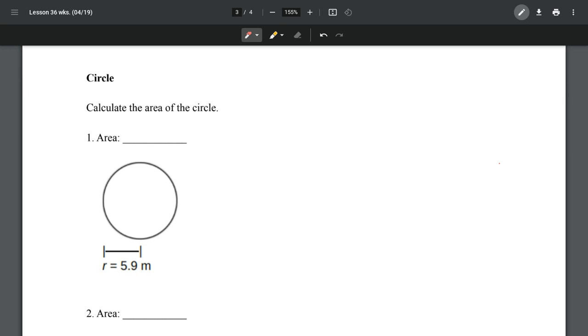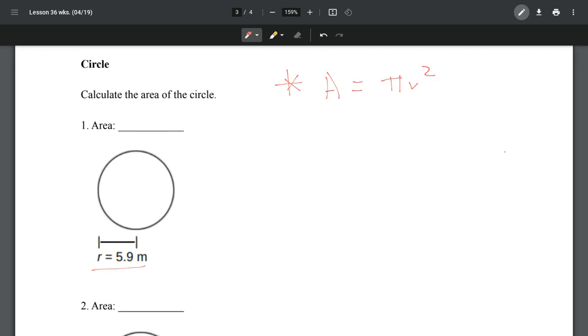So, again, hopefully from last week you guys remember the formula: area of a circle equals pi r squared, right? And r is, again, the radius. And so for number one, we're given the radius of 5.9 meters. And so we're going to plug that into our formula. And we have 3.14, which is pi, times the radius, which is 5.9 squared.